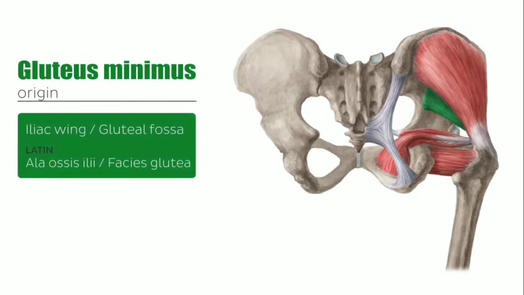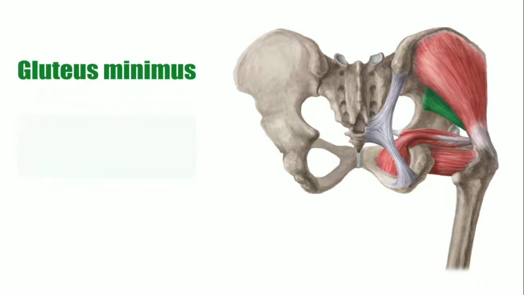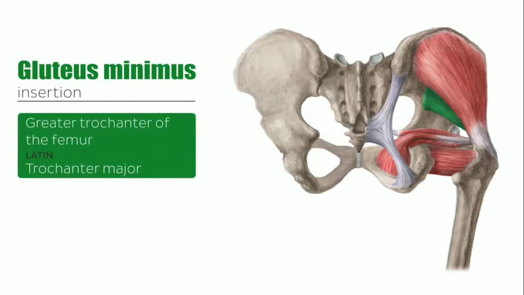In terms of origin point, this muscle is coming from the iliac wing or the gluteal fossa, and the gluteus minimus originates a short bit below the gluteus medius, between the gluteal lines of the ilium. In terms of insertion point, we see the same insertion point as on the medius, and this is the greater trochanter of the femur.